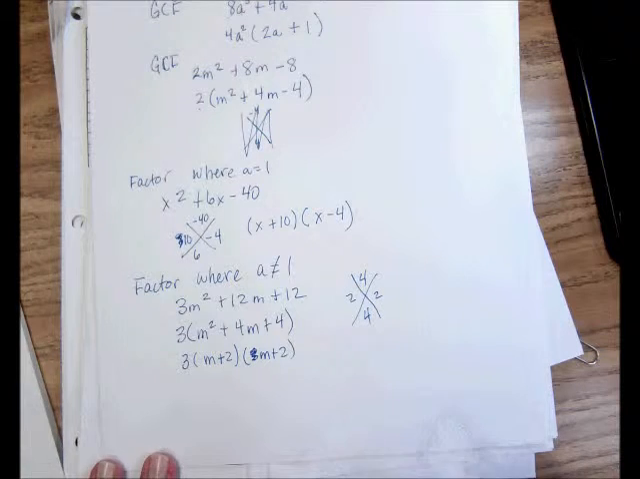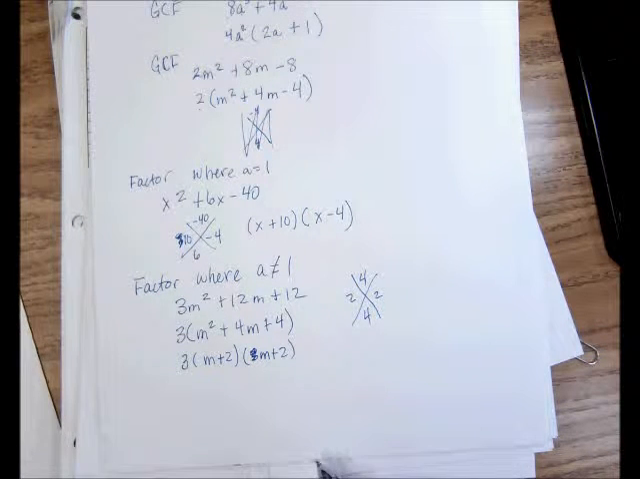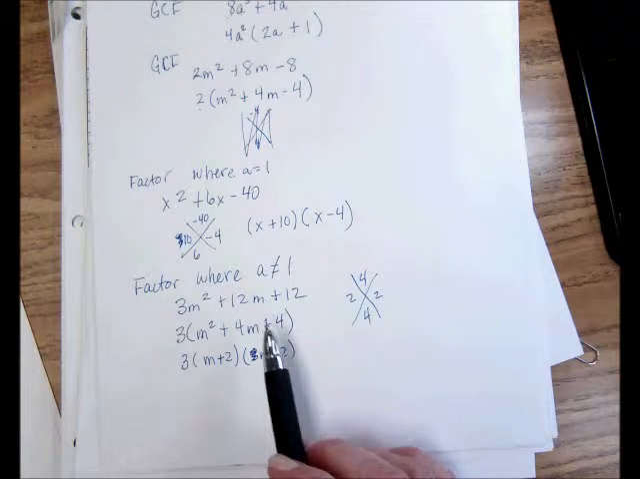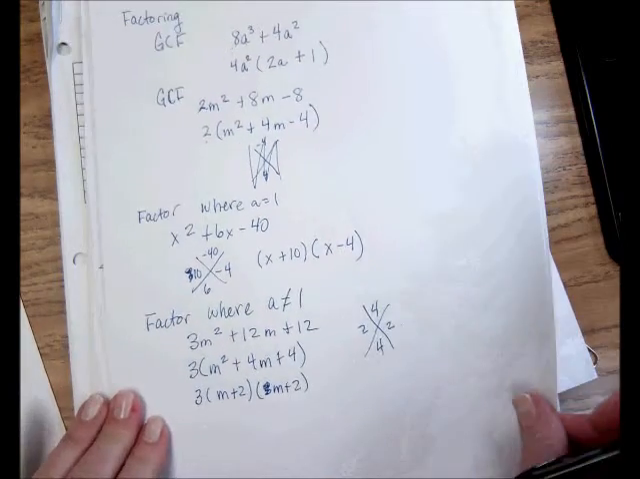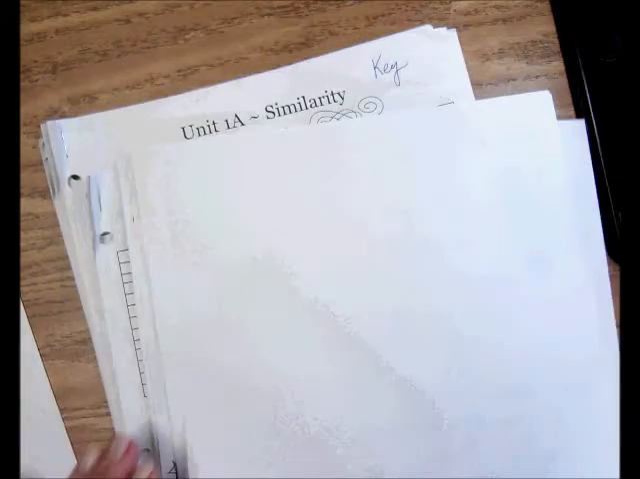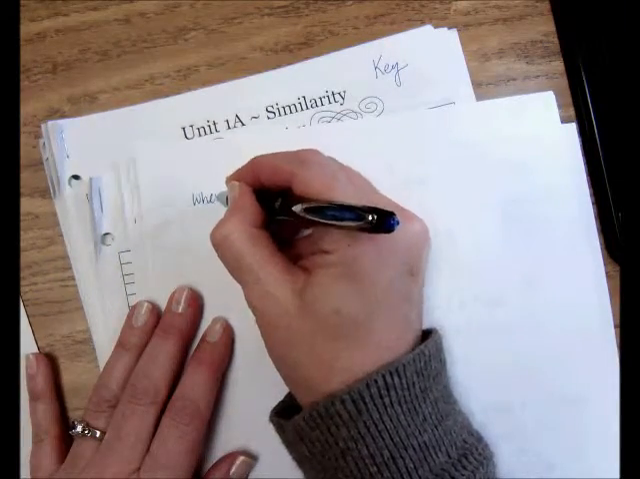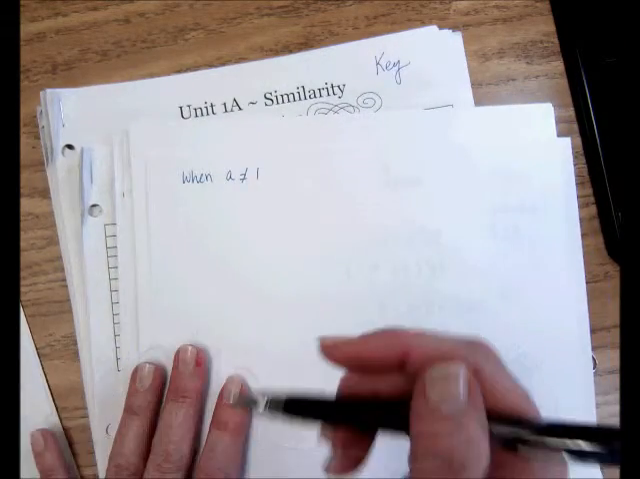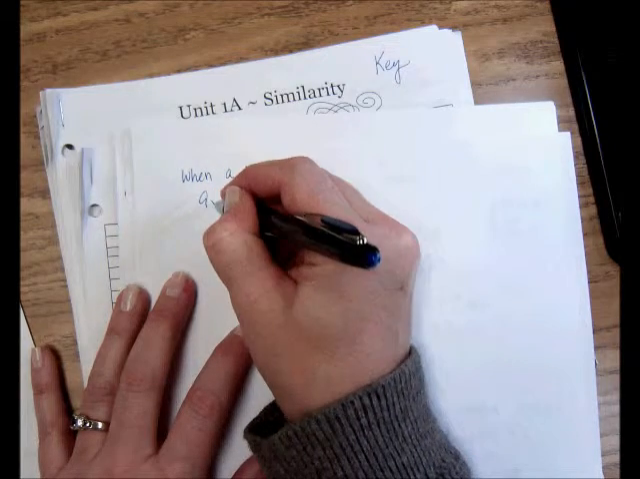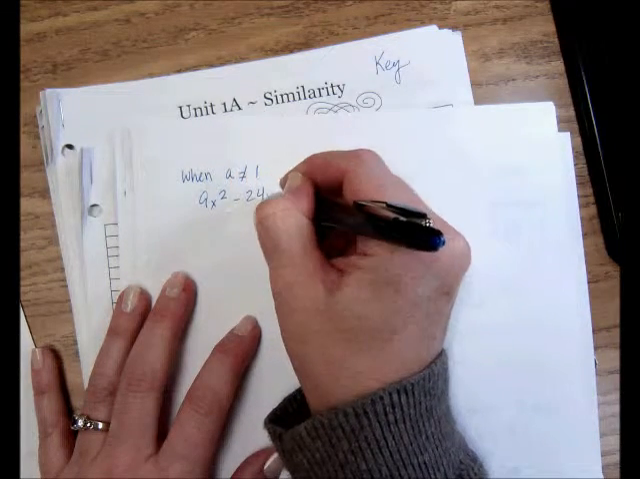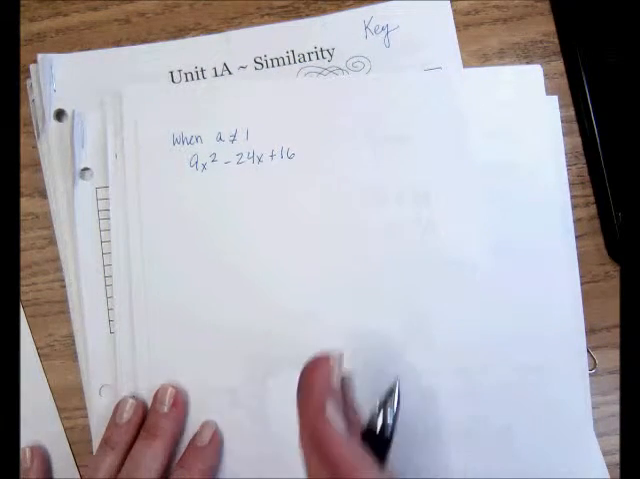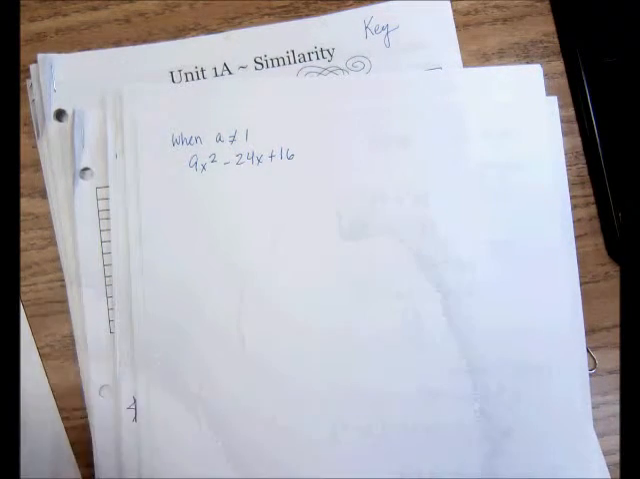Okay, then we have a type of situation where a is not equal to 1, but I can't factor out a common factor. So let's see when that situation occurs. We have when a is not equal to 1, and I'm still factoring. I think this whole video is just going to be on factoring. And this is the situation where I have 9x squared minus 24x plus 16. And here I have no values that I can factor out.